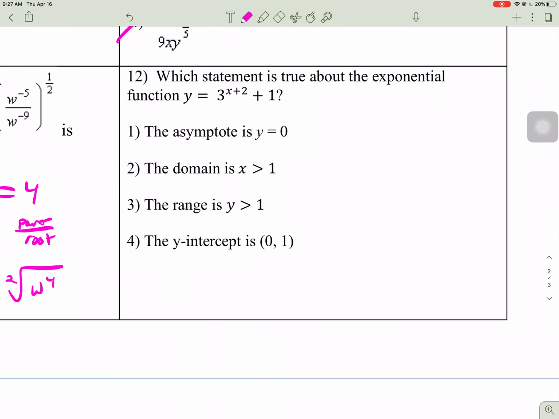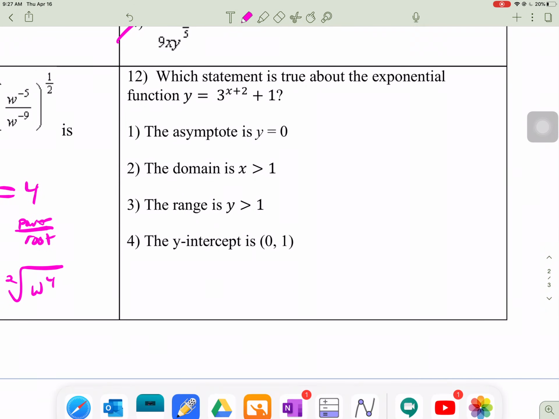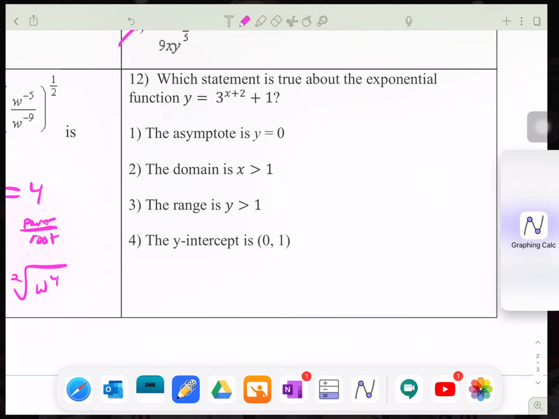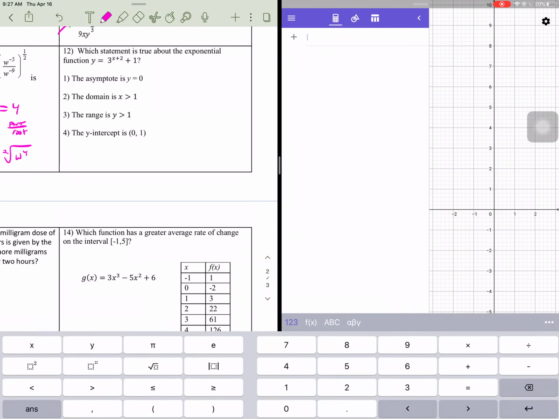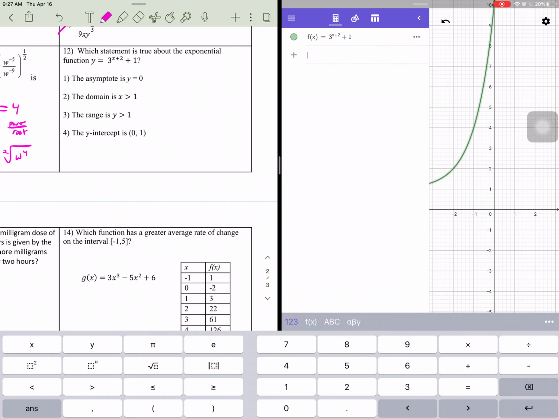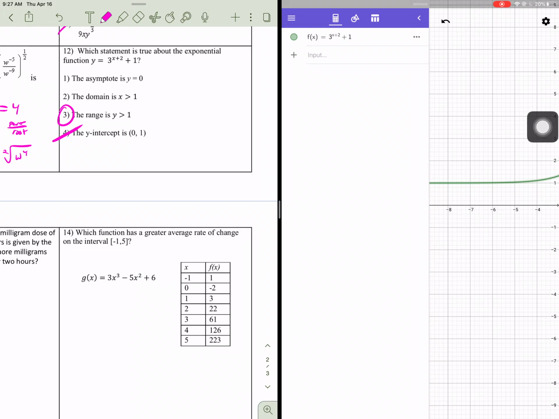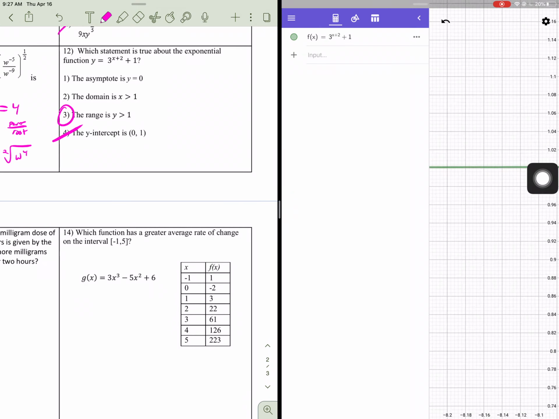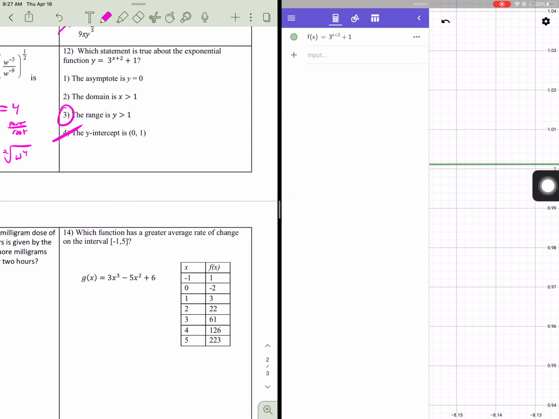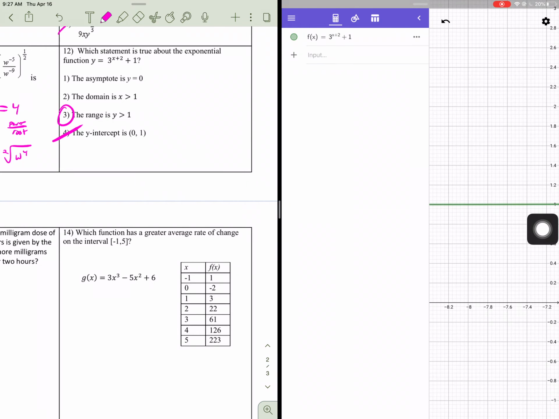Which statement is true about the following exponential function? Well, just graph it and see which one is true. 3 raised to the x plus 2, plus 1. Well, first off, I see right away the y-intercept is not 0, 1. The range is greater than 1. Yeah, I think that's it. It's a horizontal asymptote at 1, so it can't be 1. Remember, if we zoom in, it's not going to actually touch, so you could see, there's 1. It's not touching 1 as a horizontal asymptote, so that's your answer.